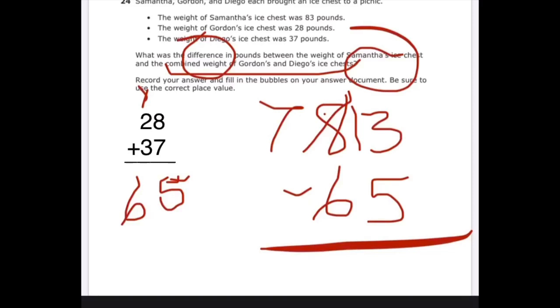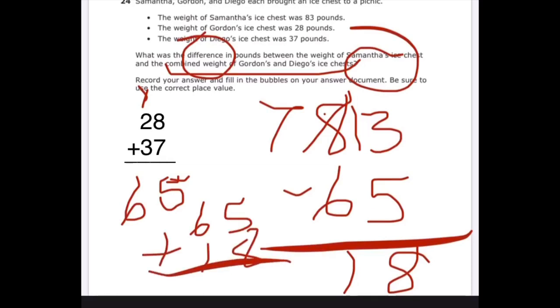If I have 70 and I add 13, that's 83. So it's the same number. I'm just changing the place value so that I can take away the 5. So 13 minus 5 is 8. And then 7 minus 6 is 1. So 18. Now I would tell my students to check it. So if I do 65 plus 18, 5 plus 8 is 13. Bring that 1 over. 7 plus 1 is 8. 83. So that is how I know that my answer is correct.